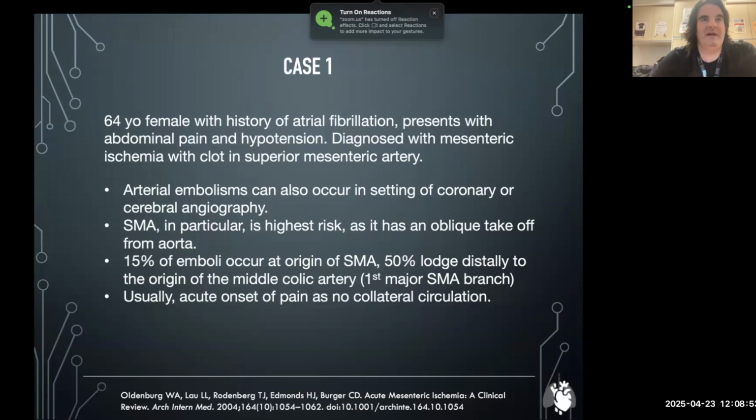And then acute onset of pain versus, say, more chronic ischemia where they have some collateralization. So this is very much a hyperacute problem with an embolus.